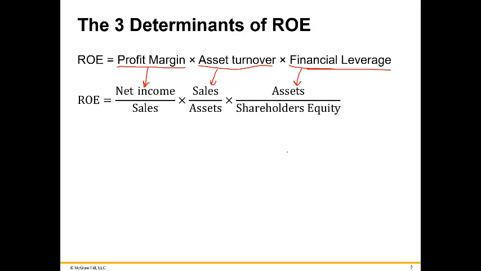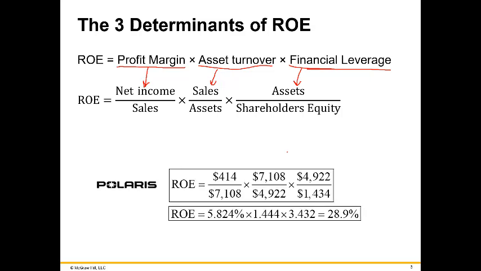It could be one, it's usually one of these in particular, sometimes a combination of two. So here's the data. The book continues with the example Polaris, their ROE for 2020, 28%, and that broke down into a profit margin of about 5.8%, asset turnover ratio of about 1.4, and then a leverage ratio of about 3.4. Okay, so now what do these numbers mean?